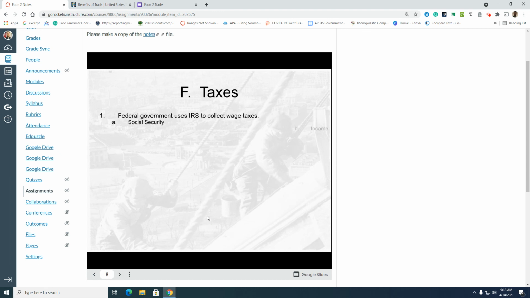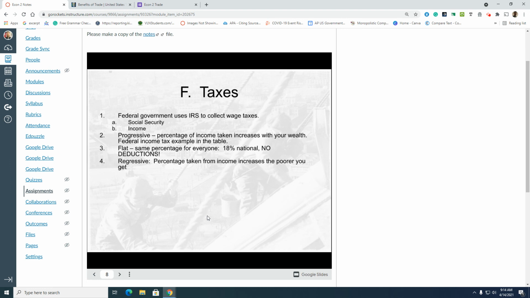And then taxes. The federal government uses the IRS to collect wages and taxes, including Social Security and income taxes. A progressive income tax goes up with your wealth, so the rate continually increases. A flat tax is the same for everyone. For instance, everyone would pay, say, an 18% tax. Pennsylvania has a flat income tax at 3.07% right now.